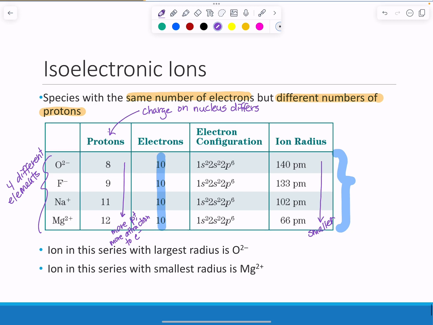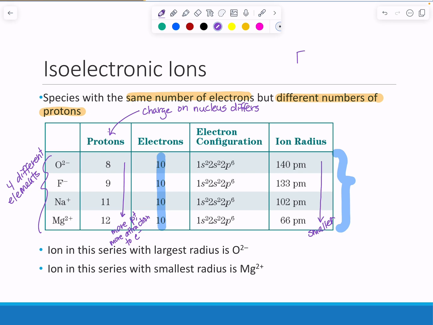So isoelectronic ions are not all the same size, and that's because the nucleus is different. The nucleus of an oxygen ion, or an oxide ion, is going to have a weaker attraction for those electrons that are farthest away than a magnesium ion, because magnesium has more positive charge in the nucleus.